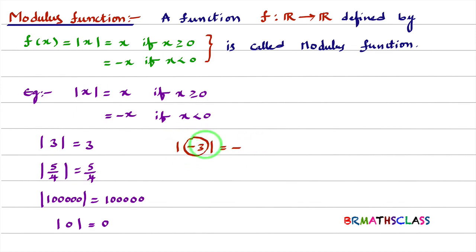Here in place of x, what is there? Minus 3 is there. That means you need to write minus 3. Please try to understand. It is a tricky one but very easy. Minus of minus is plus. So this is 3. So what is modulus of minus 3? Modulus of minus 3 is 3.